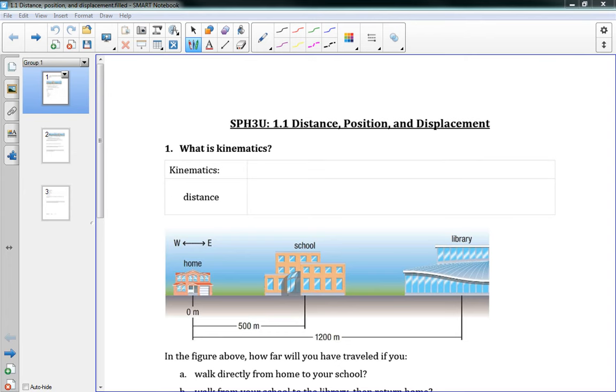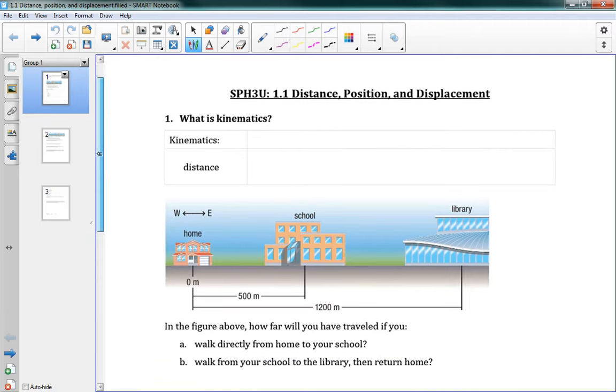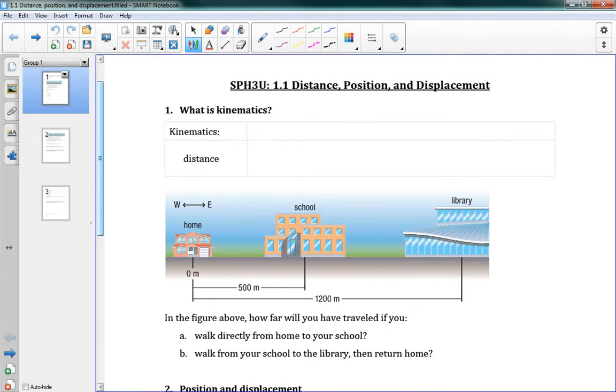This is the very first lesson and we're starting with Unit 1, Kinematics. And kinematics is all about motion. So we're going to start the very first lesson talking about distance, position, and displacement. To start off, what is kinematics? Well, kinematics is the study of motion.